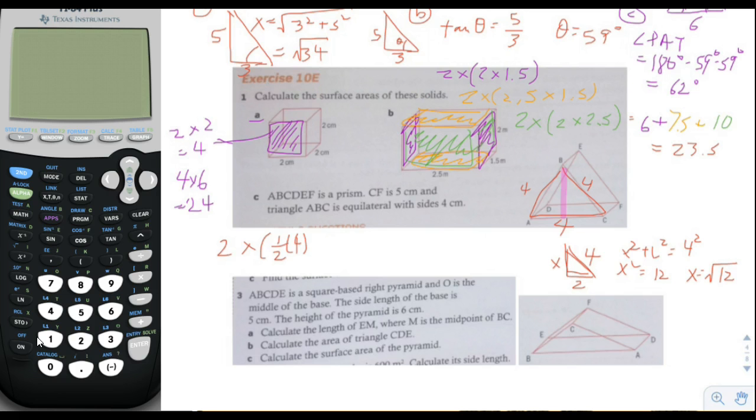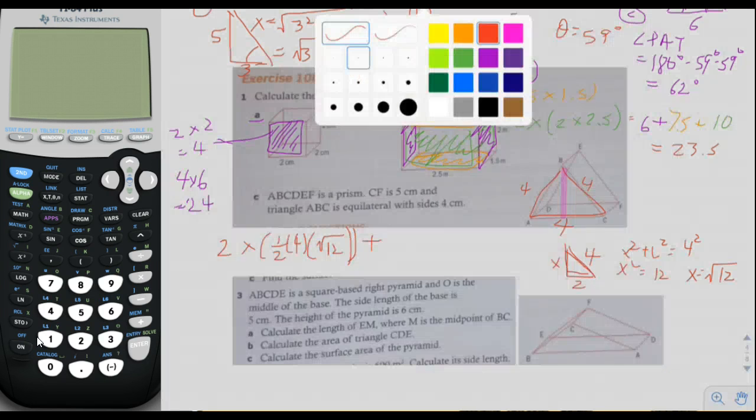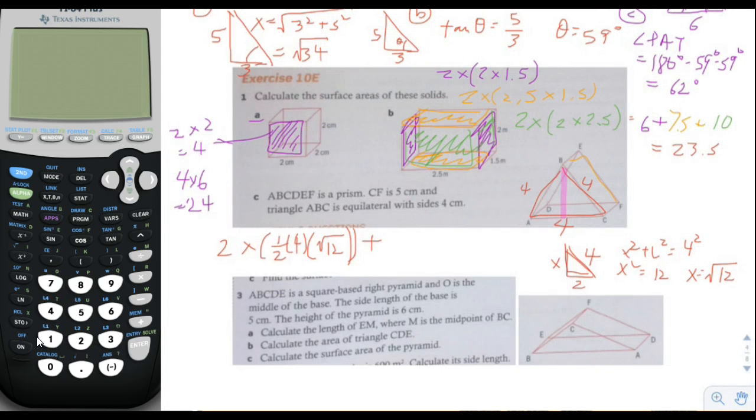Okay, so I could put square root of 12 here because we already found the height. Okay, and then each one of these side surfaces is the exact same dimension because it's an equilateral triangle. CF is 5. So each one of these orange sides is 4 times 5, and there's 3 of them. So 3 times 4 times 5 is 60. So the orange part is 60.